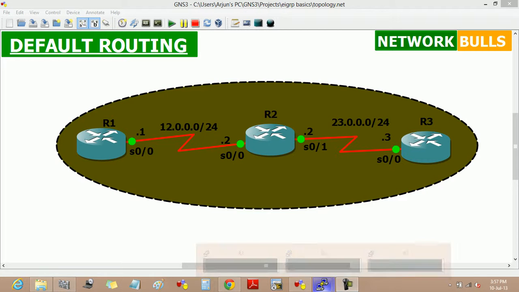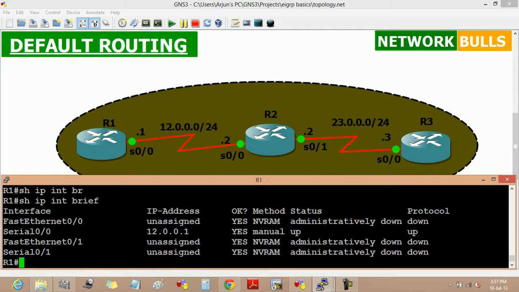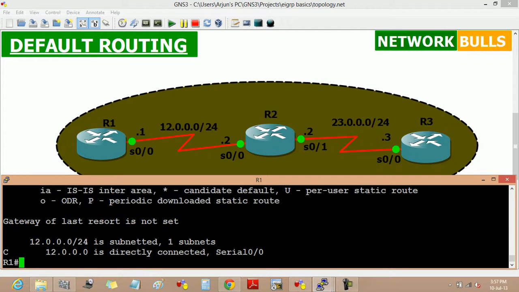routing in this topology. The IP addresses are pre-configured on the interfaces. We can verify them by the show ip interface brief command. Similarly, we can do it on router 2 as well as on router 3. Now let us see the routing table of router 1 by the show ip route command.